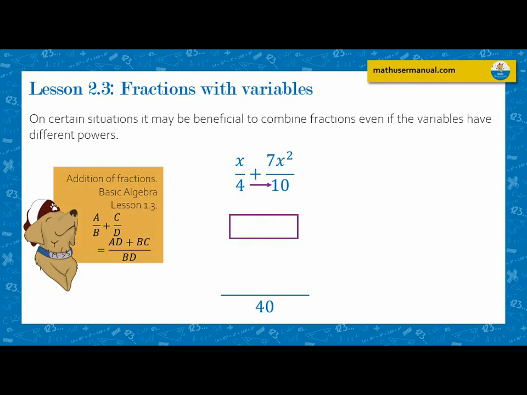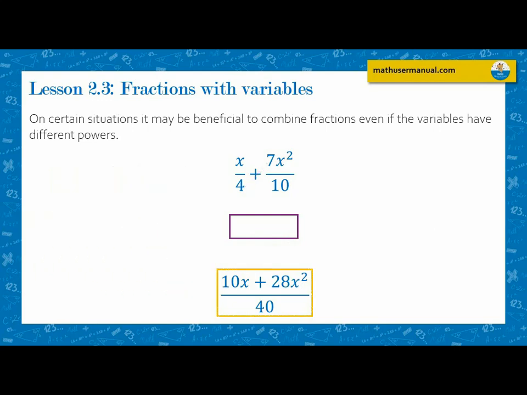After we multiply the denominators, we start with the cross multiplication. So we go first with x times 10, which you can just write as 10x. And this goes as the first part of the numerator. Then we have to pay attention that this is an addition, so we need to take the addition sign and put it into our fraction. And finally, the other cross multiplication, which is 4 times 7x squared. Remember, we multiply numbers with numbers and letters with letters. So 4 times 7 is 28. We only have x squared, so 28x squared.